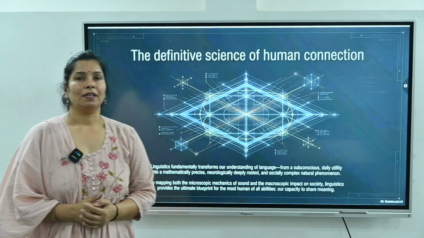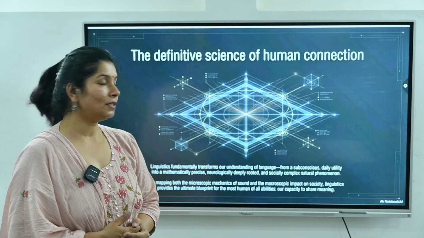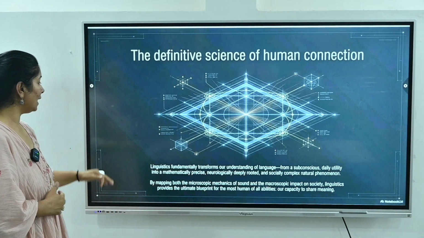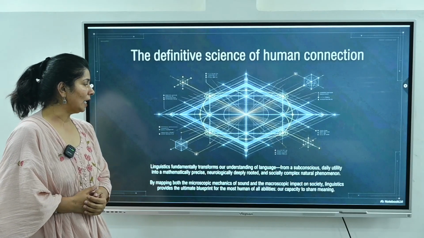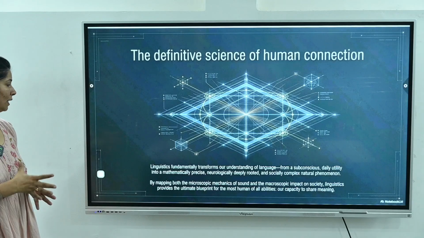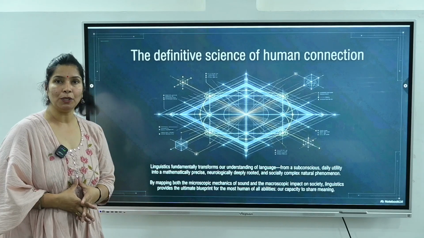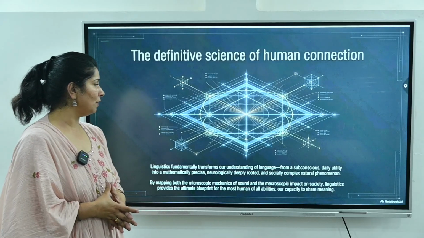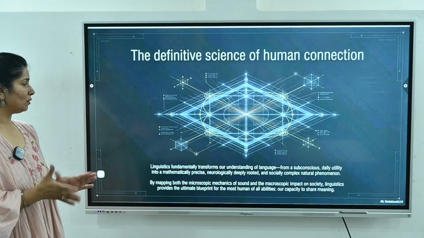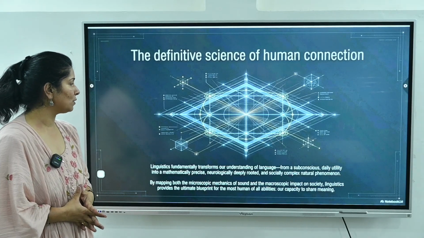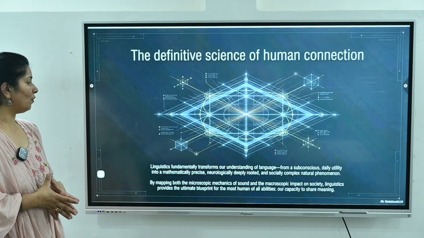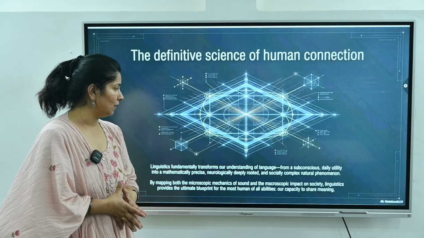So as we come to the end of this lecture, we can say that linguistics, the definitive science of human connection, fundamentally transforms our understanding of language from a subconscious daily utility into a mathematically precise, neurologically deeply rooted, and socially complex natural phenomenon. By mapping both the microscopic mechanics of sound and the macroscopic impact on society, linguistics provides the ultimate blueprint of the most human of all abilities, our capacity to share meaning.